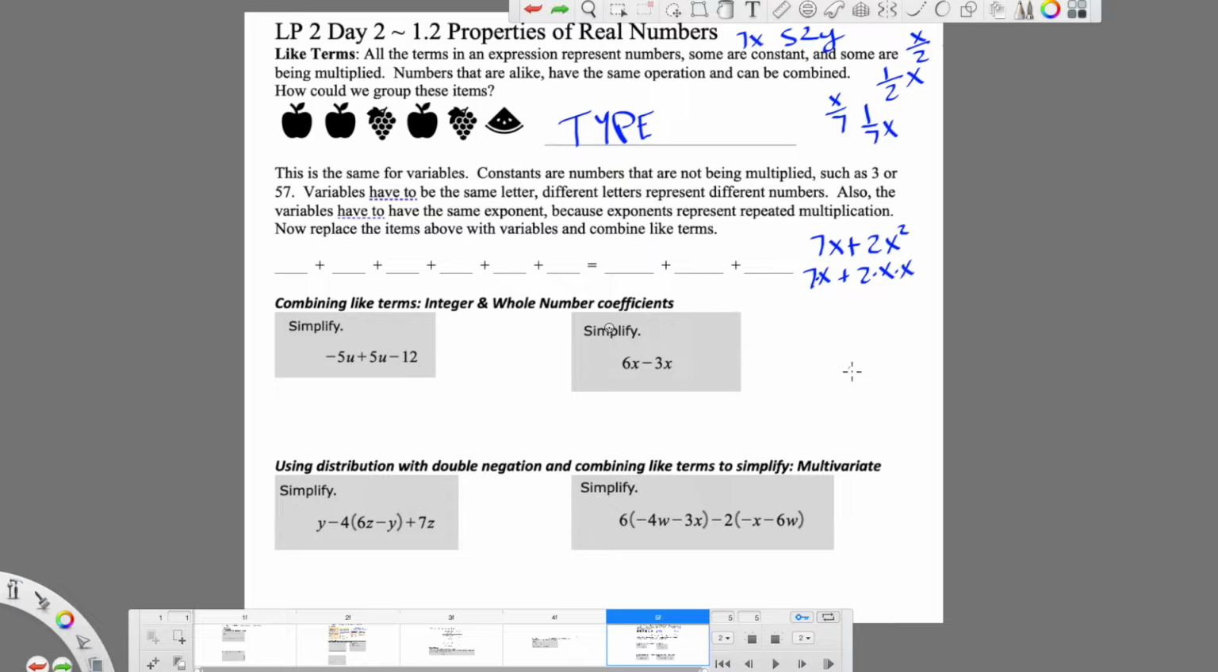So I'm gonna kind of undo that so that it's not in our way here. So now we're gonna replace the items above with variables. We get to choose the variables for them. So I'm gonna go A for apple, A for apple, G for grapes, A for apple, G for grapes, and W for watermelon. So I just replaced the pictures with a variable.